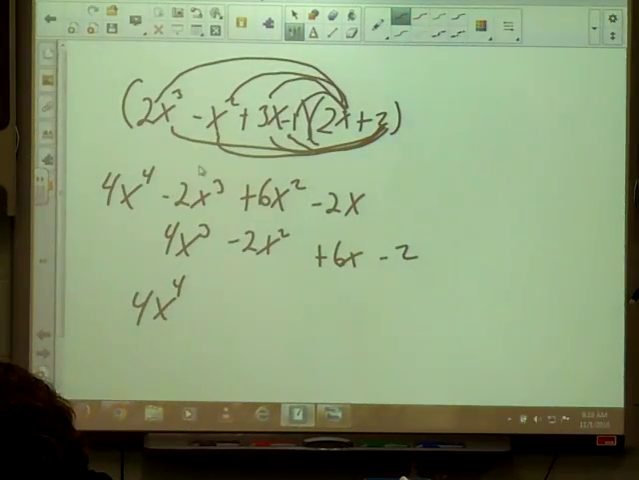You may keep going. Negative 2 plus 4 is 2. 6 and negative 2 is positive 4. Negative 2 and 6 is positive 4. And then negative 2.